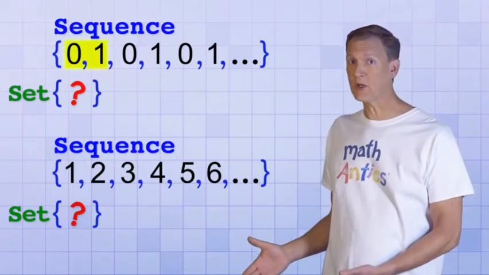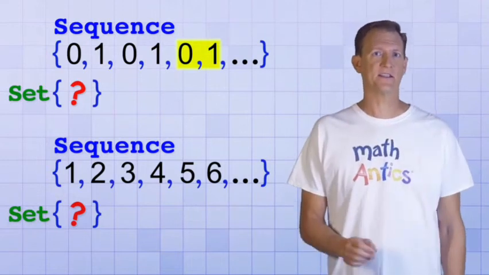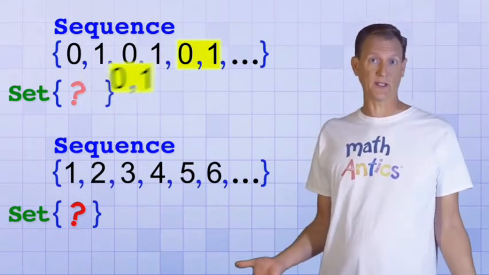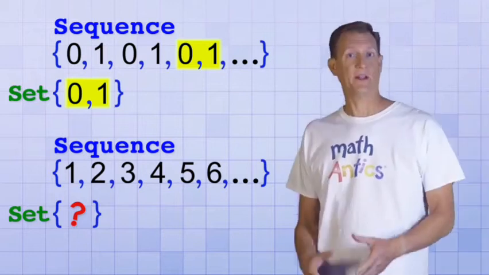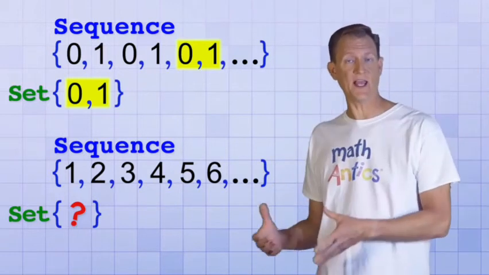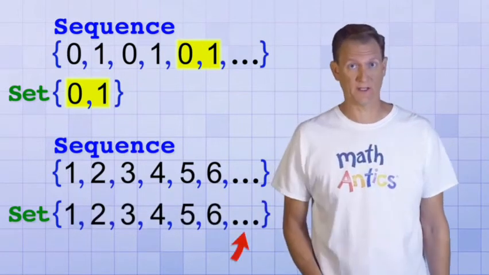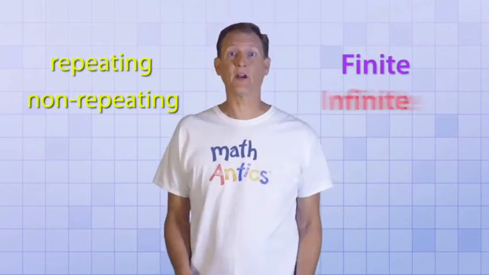Well, the first keeps on repeating 2 numbers forever. So even though the sequence is infinite, the set it uses is finite because it only contains 0 and 1. But in the second infinite sequence, none of the elements are ever repeated. So the set of numbers is exactly the same as the sequence itself. It's also infinite. Okay, so now you know that some number patterns are repeating and some aren't. You also know that some number patterns are finite and some are infinite.